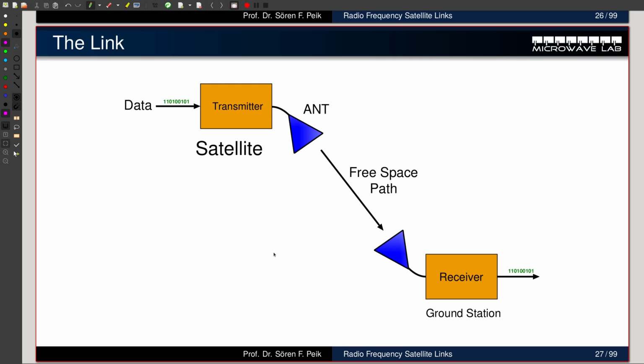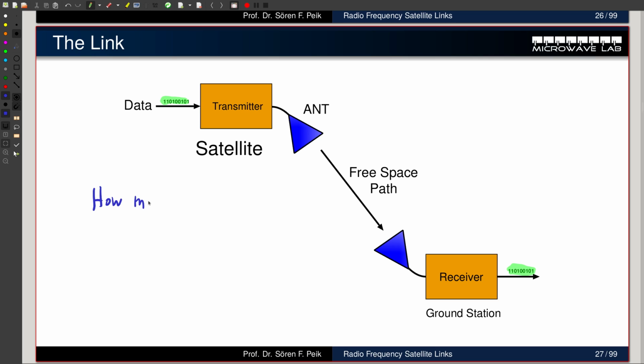We have to transmit data from the satellite to the ground station. What I mentioned before, we have our satellite digital data here, and we want to bring it down to the ground. And the biggest question of all is, how much data per time can I get to the ground? That's my all important question.